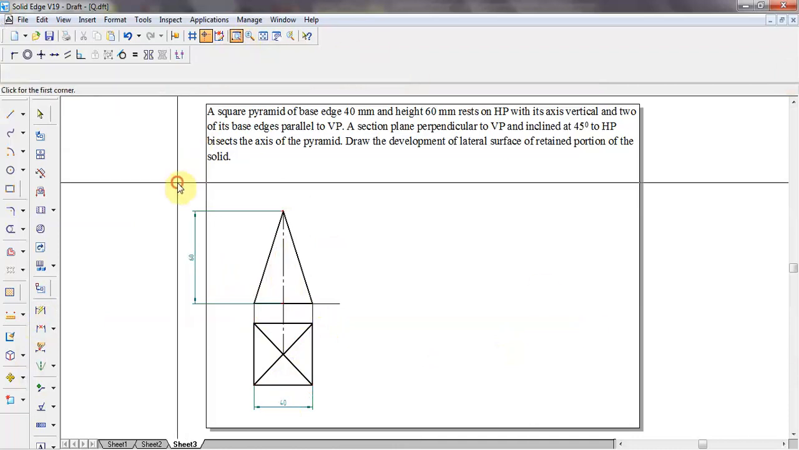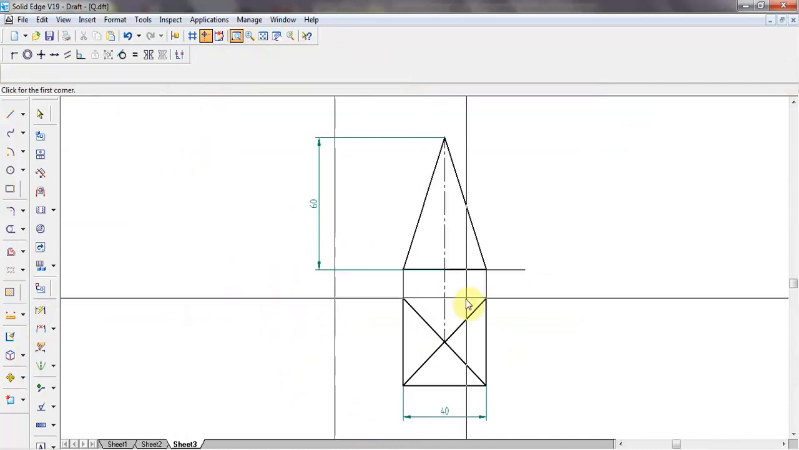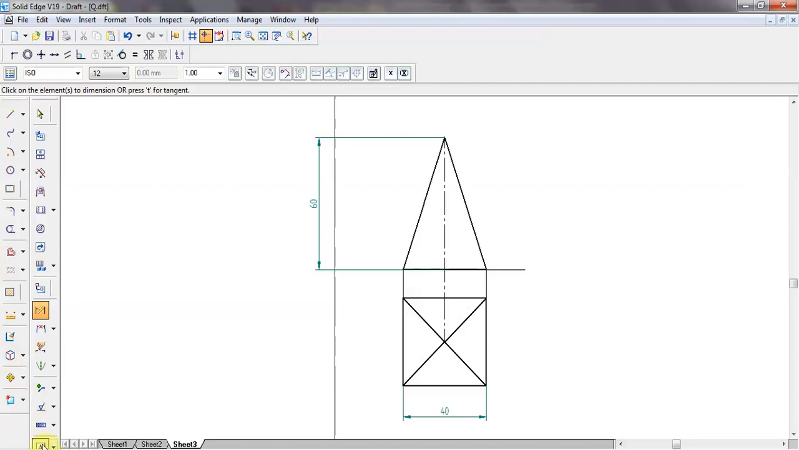So let's just name the edges now. So this is A, B, C, D, O. This is O dash, B dash, A dash, C dash, D dash. Okay.